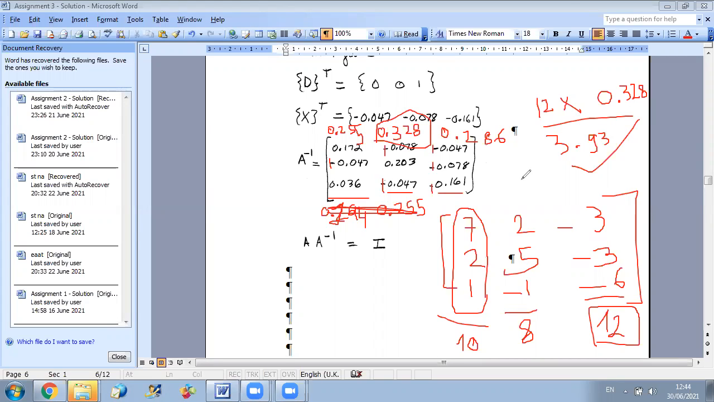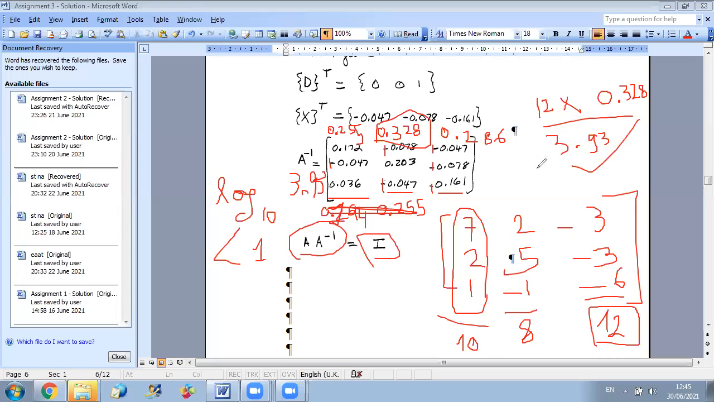If you remember, we used to say that if I want to see how many digits I can trust, I do log base 10 of 3.93, and it's smaller than 1. So at maximum I can disregard just 1 digit. In the worst case scenario, I cannot trust 1 digit, which is very good. So what we can say here is that if we do A times A minus 1, we will get something very close to the identity matrix because the condition number of A is relatively small.